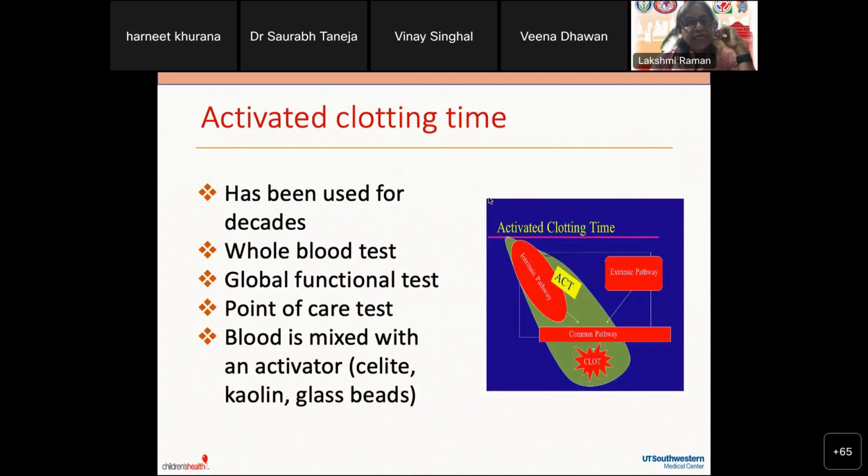So what is ACT? ACT is an activated clotting time. It's a whole blood test. It's been used for decades. It's a global function test. And the big advantage is it's a point of care test, which means you can just take a drop of blood, put it in a strip, and get a number immediately without having to send it to the lab and wait for the results to come. The reagents that are used to activate the agent vary between labs, and you need to know what is used in your lab. Next slide.